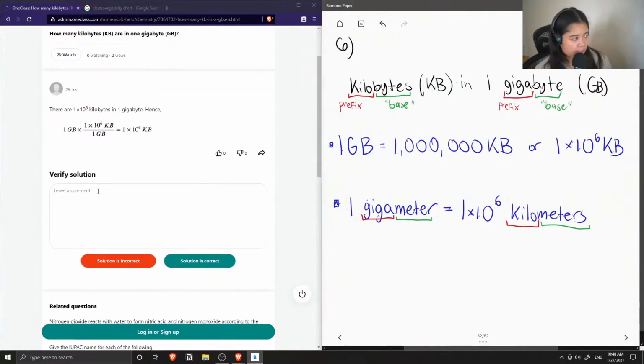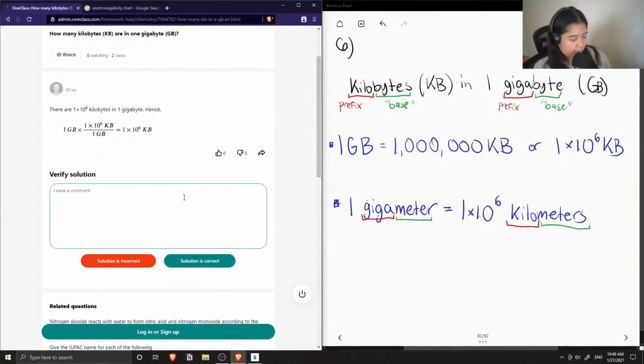And the junior tutor said that there are 1 times 10 to the 6 kilobytes in 1 gigabyte. And then they showed their work. So this solution is correct.